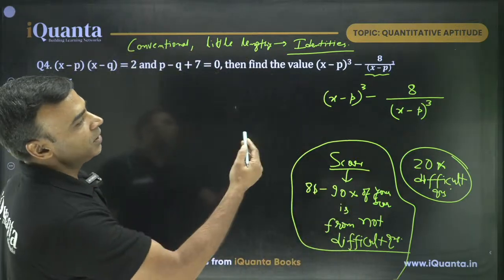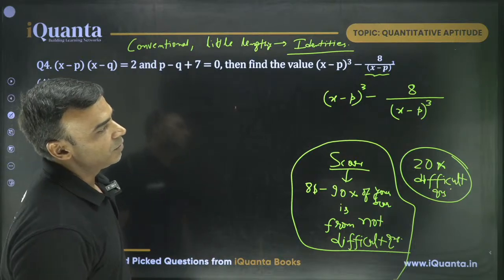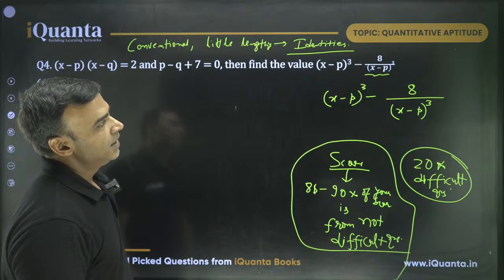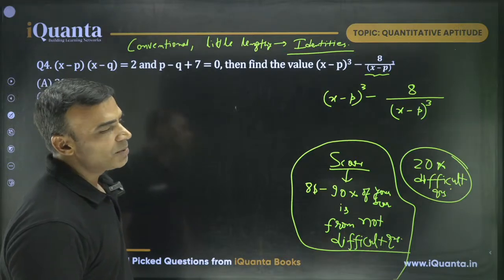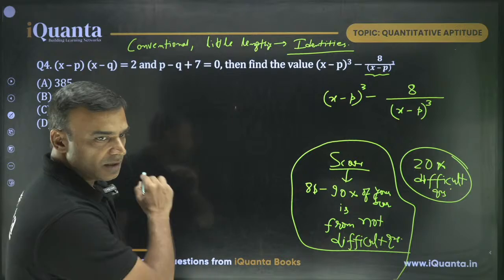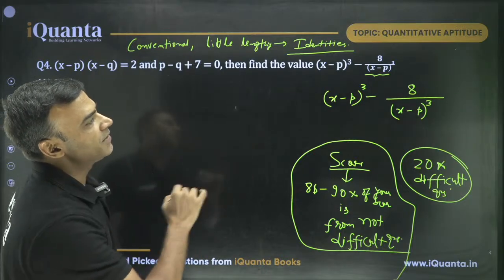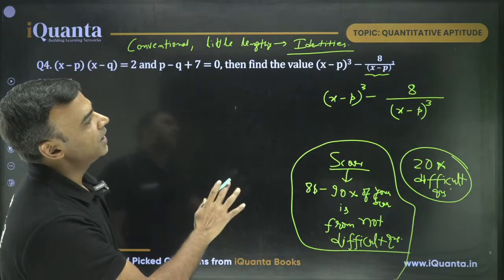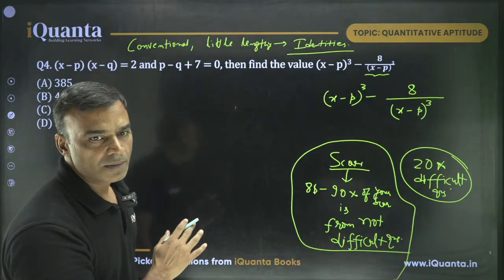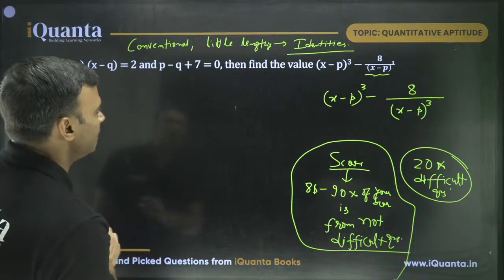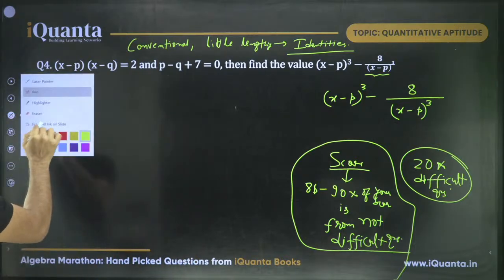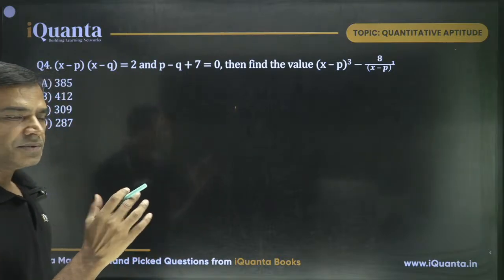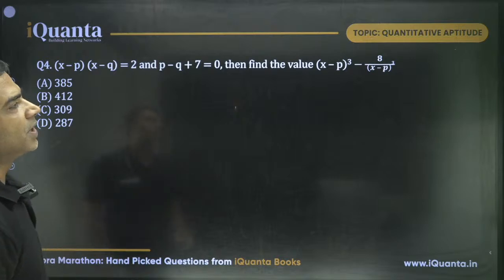So x minus p whole cube minus 8 upon x minus p whole cube. As I said, it is going to be a little lengthy in terms of writing the expression and making sure that we get to that and so forth. So I'm going to remove everything from the board, and we'll solve it now. Okay, let's remove this. As I said, it is not a difficult question. It is a slightly lengthy question. Okay, we will do whatever its requirement is.